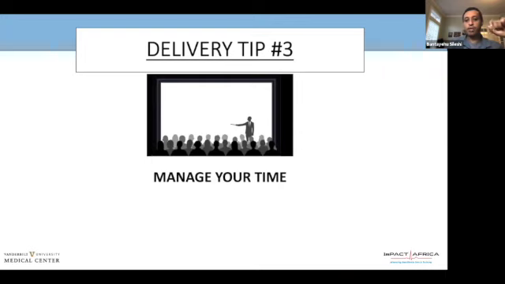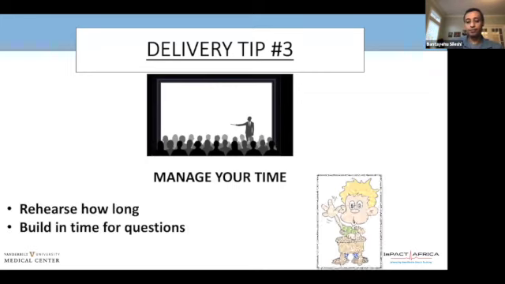Tip number 3 is manage your time. If you're given 15 minutes for a talk, 15 minutes, that's it. So don't have material for 30 minutes, and then you're going to lose your audience. You're going to lose the expectation. And the way you can know that you are within the time limits is if you do tip number 2, which is practice. Okay.